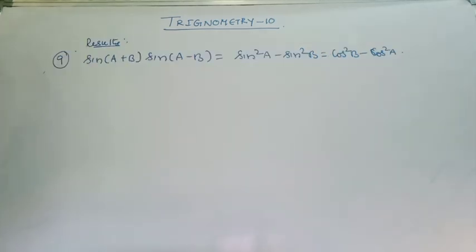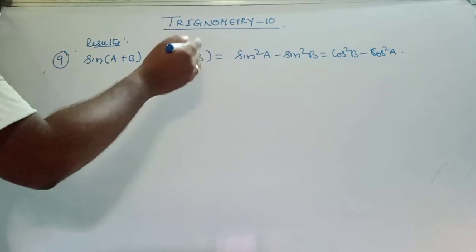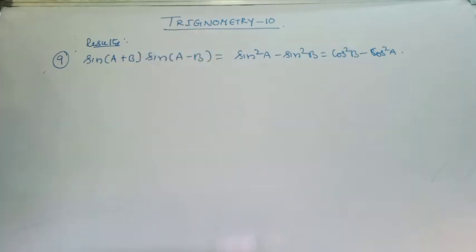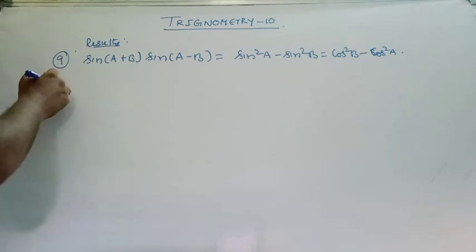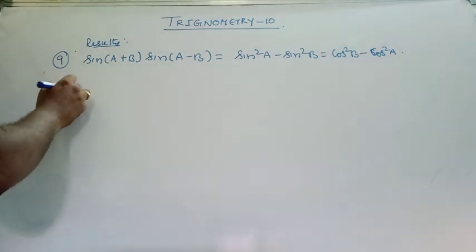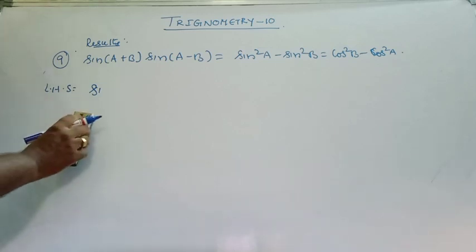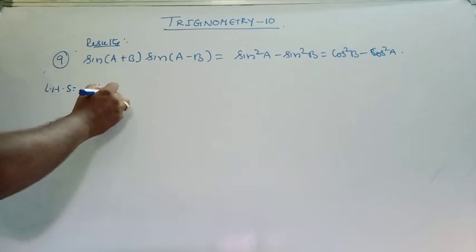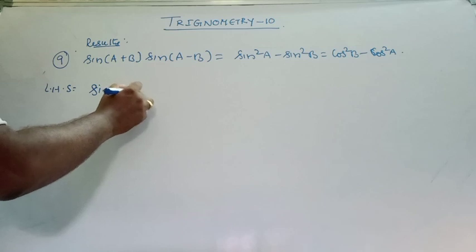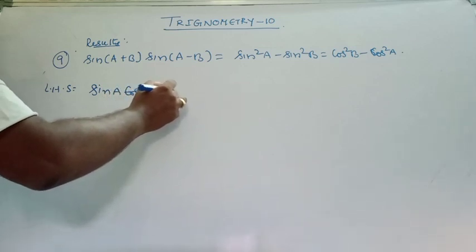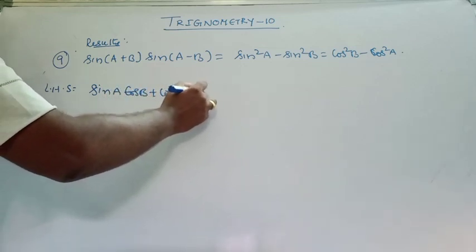Now we have another important result, very important in doing problems. Sin A plus B into sin A minus B is equal to sin square A minus sin square B. That is nothing but cos square B minus cos square A, right? How are we going to do this? You see, my dear students, the left hand side, sin A plus B, you know that now only we derived, that is sin A cos B plus cos A sin B. This is now cos A sin B.